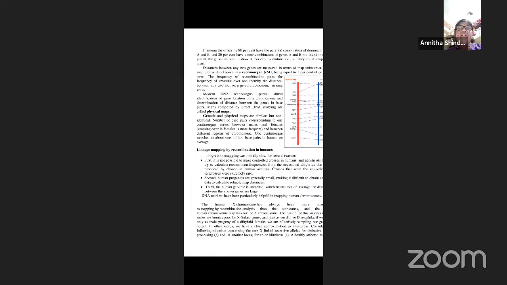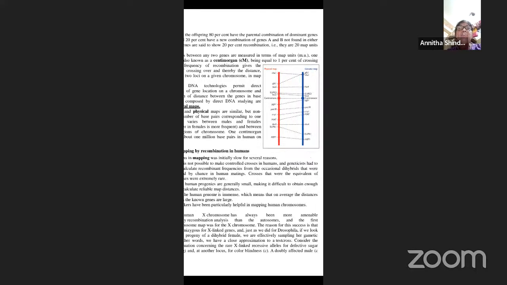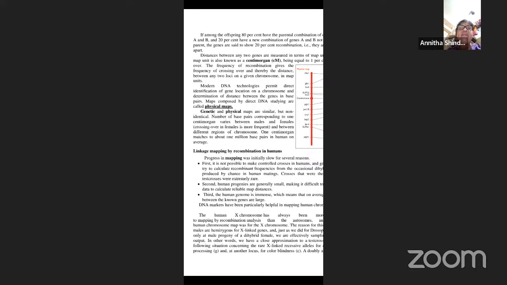Now, we have just talked about genetic maps, and the distance between any 2 genes can be measured in terms of the map unit. So 1 map unit is equal to 1 centimorgan, that is cM. Since it was developed by Morgan, it is called the centimorgan.